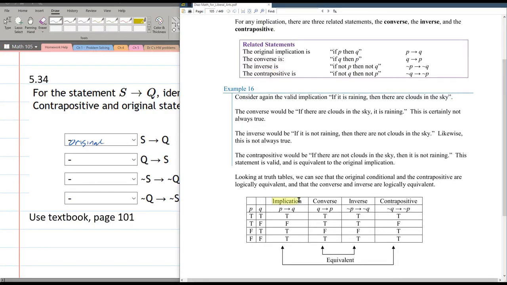And one of the things to notice, the original implication and the contrapositive, which is reversed and negated, are logically equivalent. That may seem a bit strange, but if you turn it backwards and negate it, it's the same as the original. Kind of like two wrongs make a right. It's kind of like that. If you negate something twice, you get back to the original.